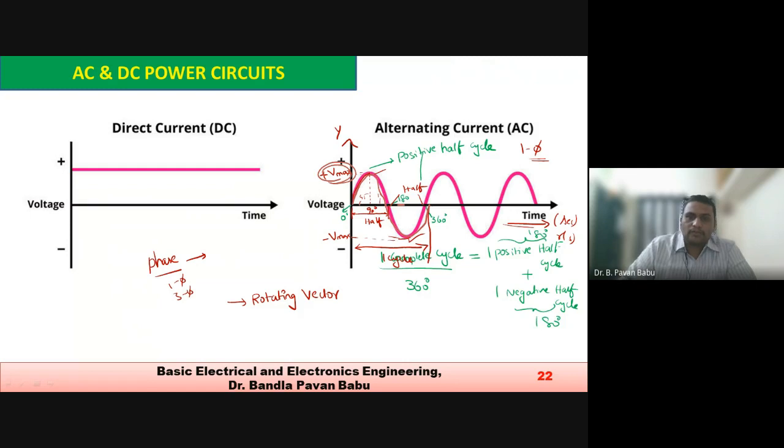We know that frequency is directly proportional to 1 by time period, or frequency is inversely proportional to time period. If the time period is increased, the frequency reduces, or if the time period is reduced, the frequency increases. The Indian standard frequency is 50 hertz, so accordingly the cycles will be there. So that's about the alternating component.